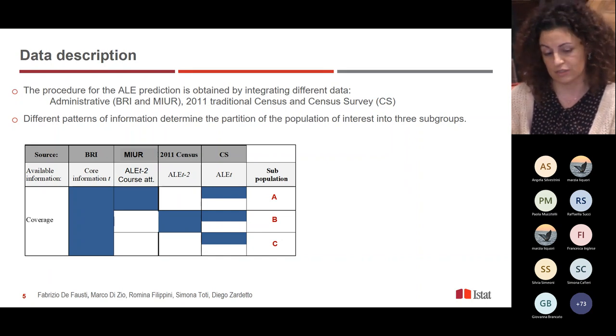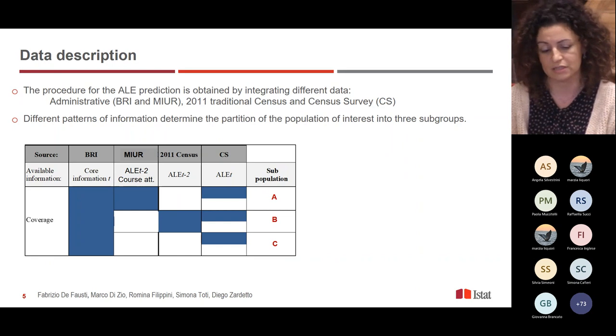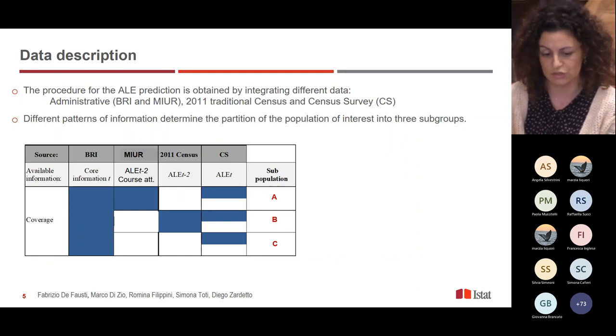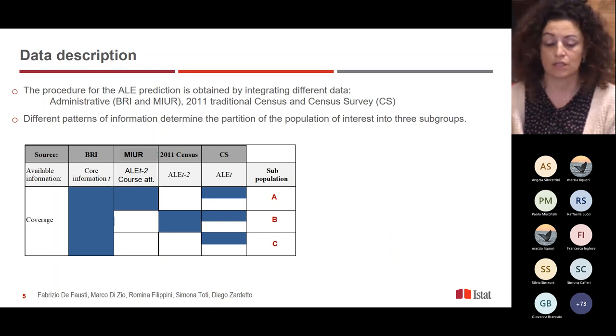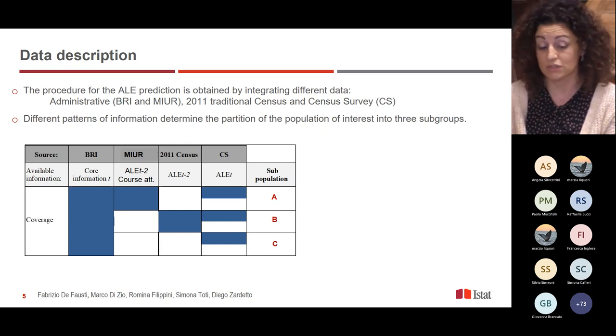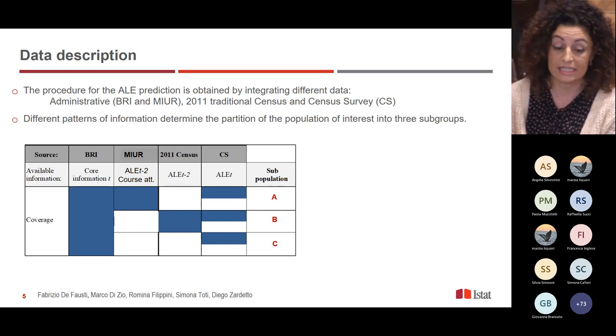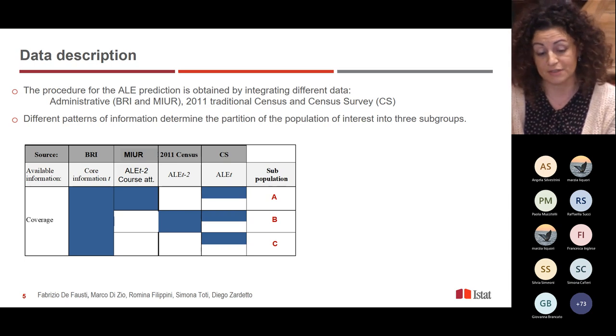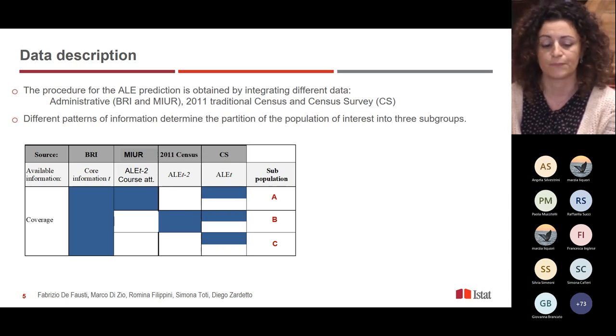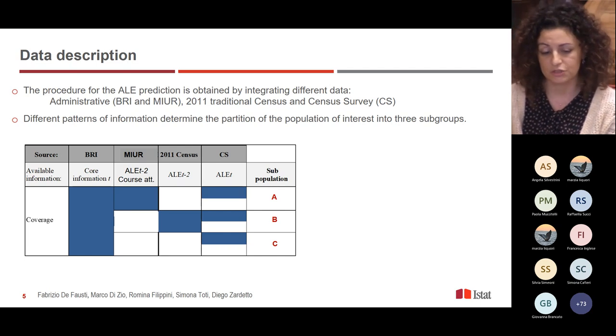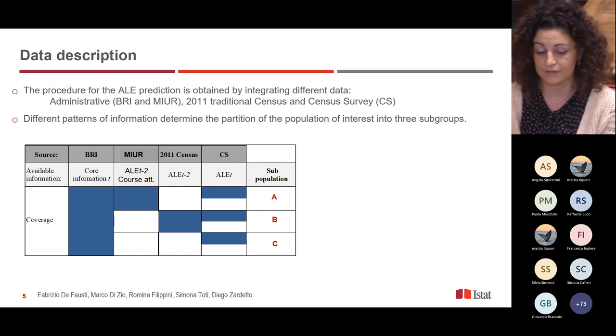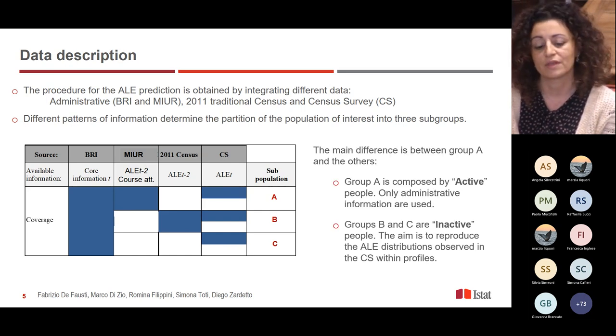For individuals that are not covered by administrative sources, we use the 2011 census. Both information sources are delayed with respect to the reference time, and the only information available in reference time T on ALE comes from the census survey that takes place every year in Italy and covers about 5% of the population of interest. So we have different patterns of information that determine the partition of the population of interest into three subgroups. The main difference is between group A and the others.